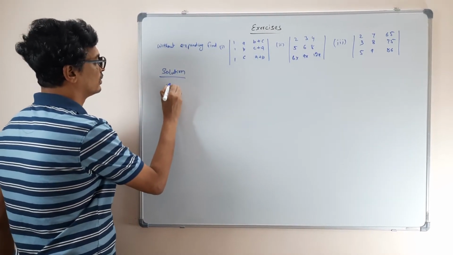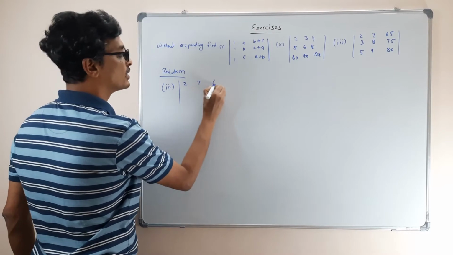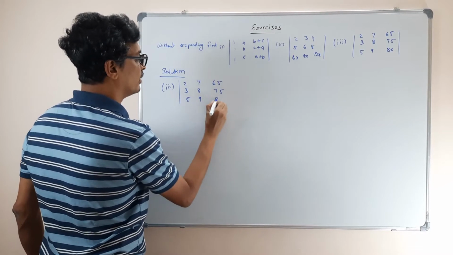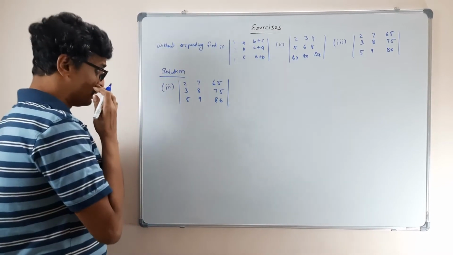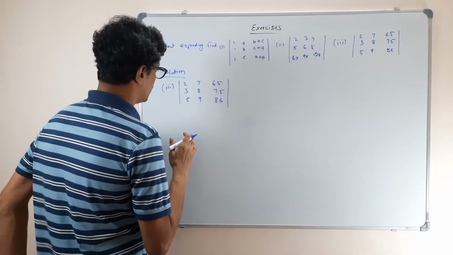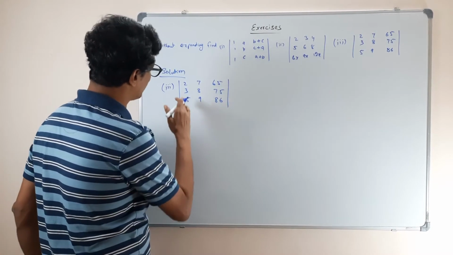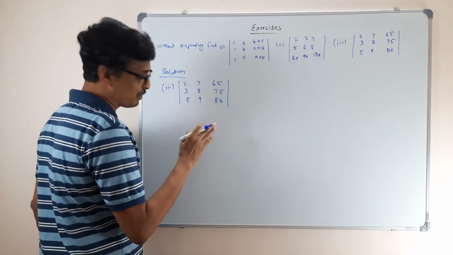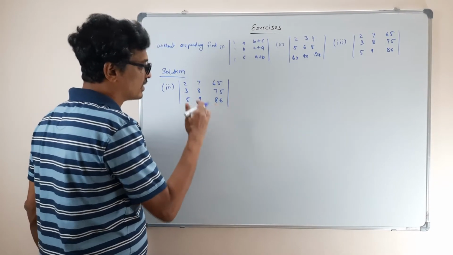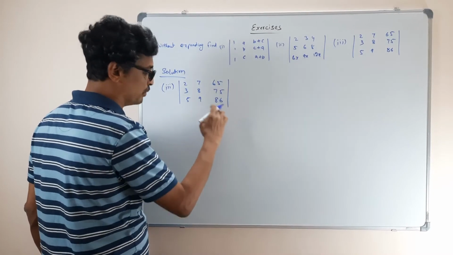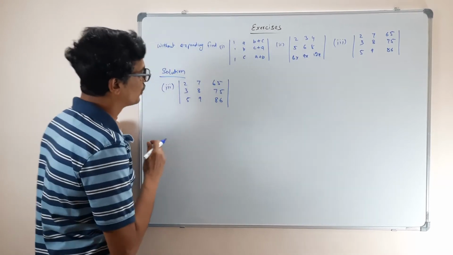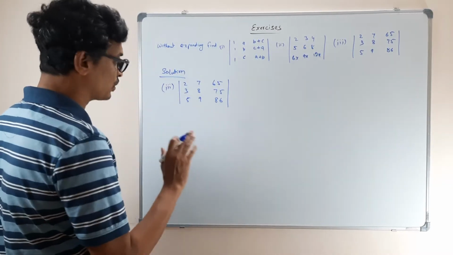Okay. Third one, that is 2, 7, 65, 3, 8, 75, 5, 9, 86. You have to keep trying many methods. If you are lucky, here also you can try the diagonal method, but I don't know whether they will consider that. The only thing is you have to reduce these big numbers, then you will be able to do it faster. That's the whole idea.